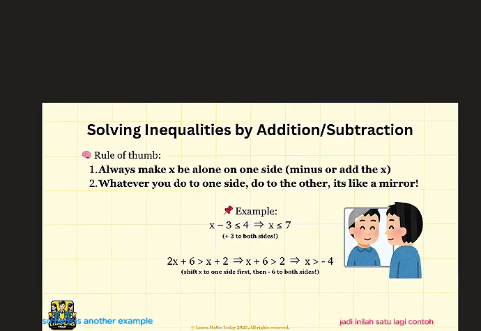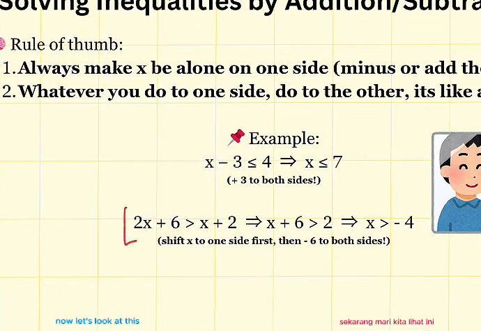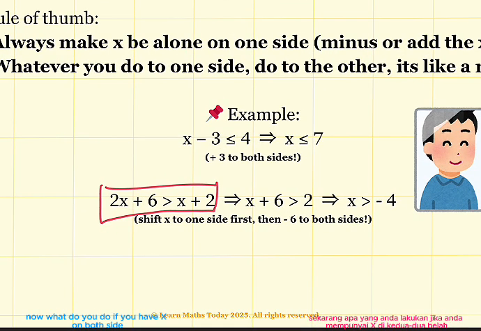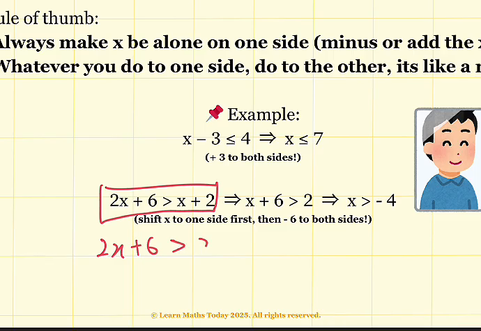So here's another example. Now, let's look at this. What do you do if you have x on both sides? I'm supposed to isolate x on one side, so I will shift all my x to the left and all my numbers to the right.